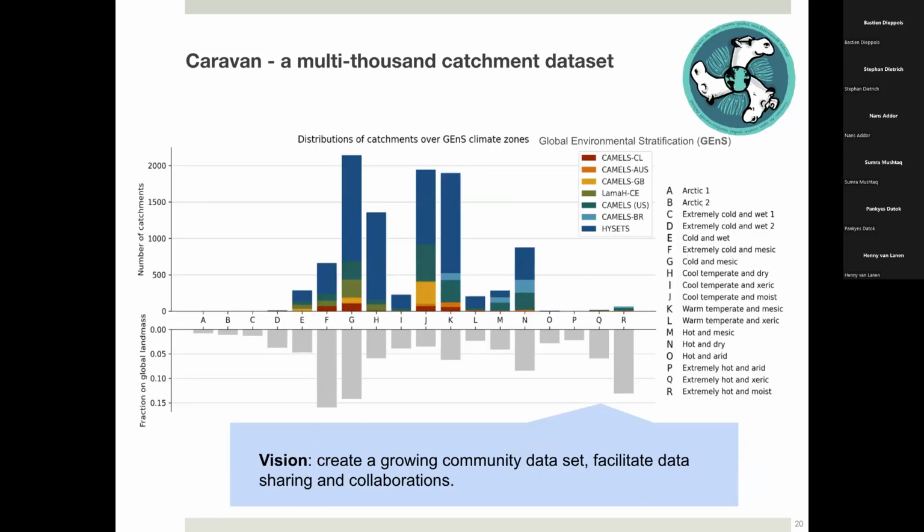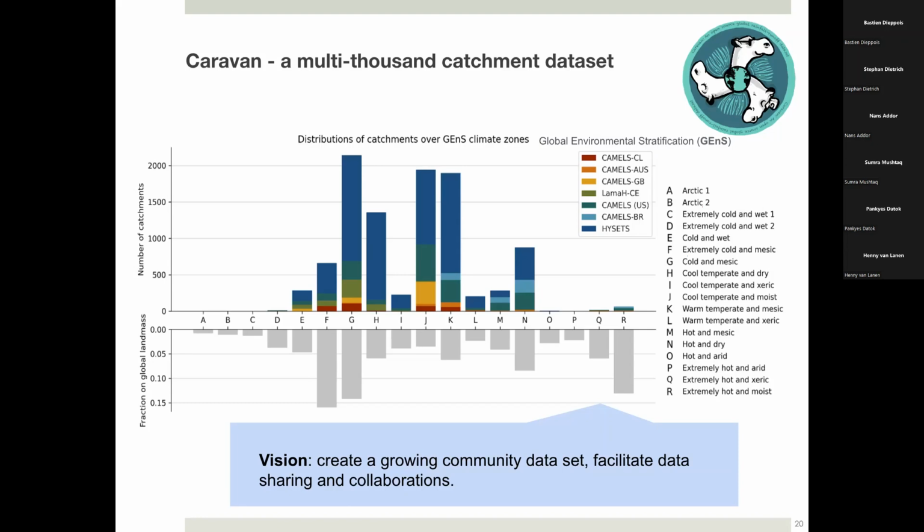Here's what you get. Here we're using the GENS climate zones. GENS stands for Global Environmental Stratification. On your screen, they are ranked from left to right, from very, very cold to very, very hot on the right. In the bottom part of the plot, you see the fraction of the global landmass. And on the top half of the plot, you see what we cover in Caravan. And you see that the fraction of the global landmass and what we cover in Caravan actually correspond fairly well. And this is really encouraging.